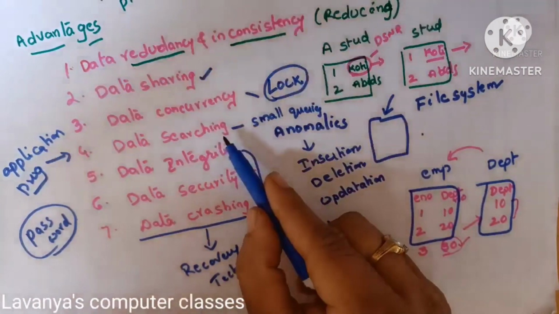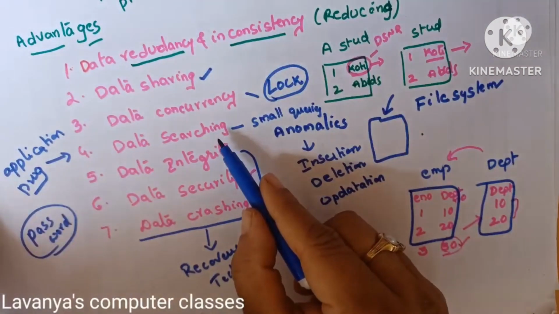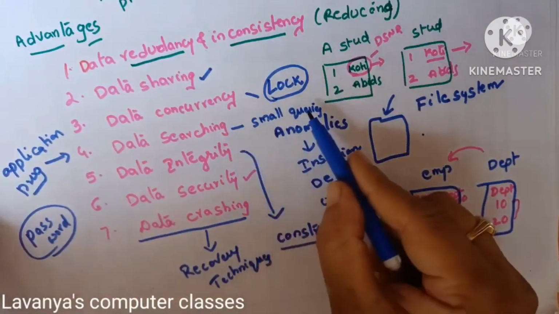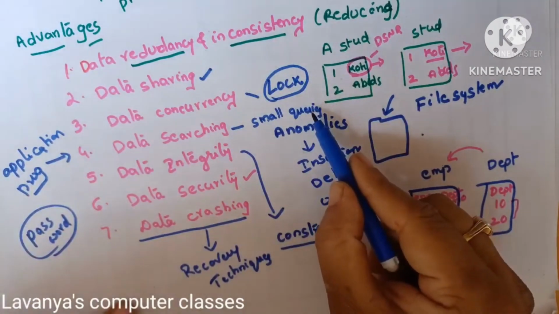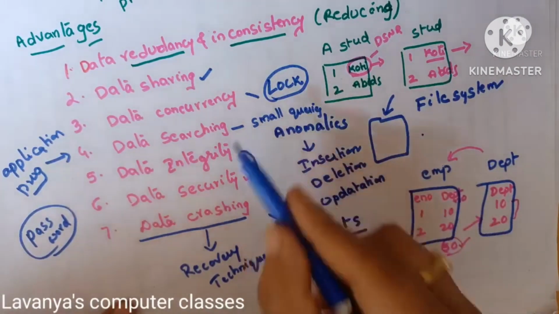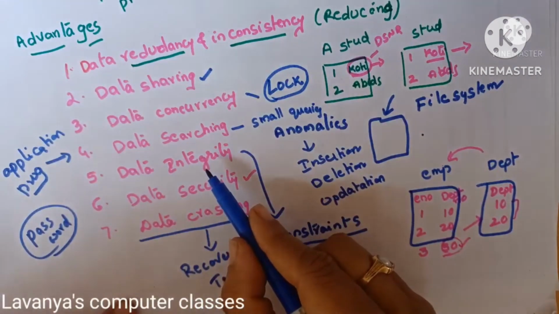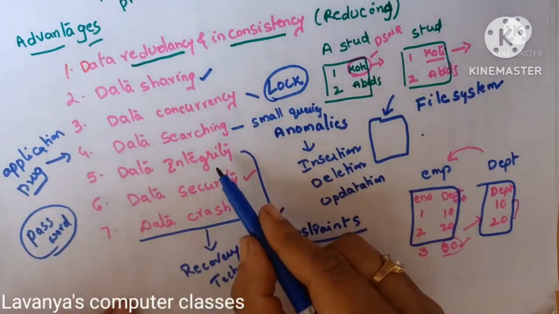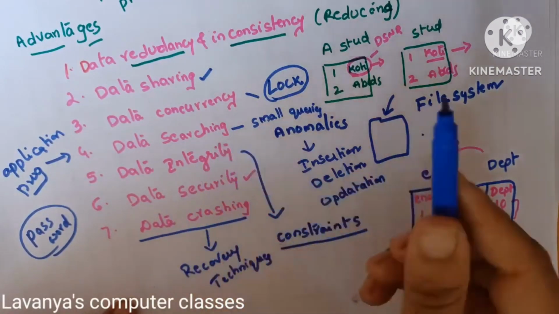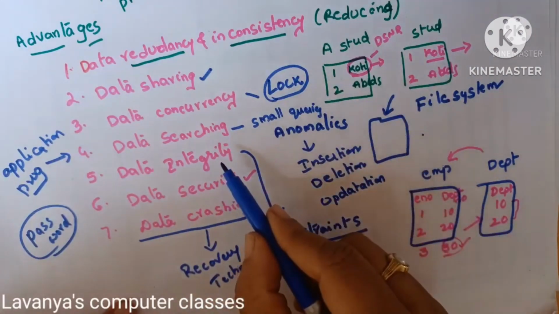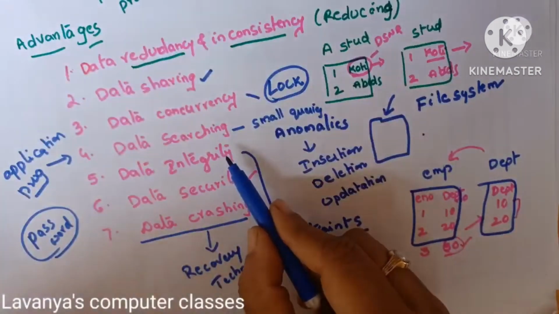Data searching is very easy, and we can search the data very quickly in DBMS because we only have small queries and inbuilt functions. Using inbuilt functions, we can easily search the data, and we have to maintain data integrity rules. Integrity constraints are there: entity integrity, referential integrity. Those are all explained in the next videos. So we maintain those constraints, and the data is always in the integrity format.